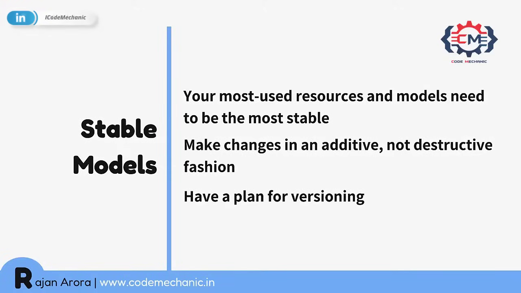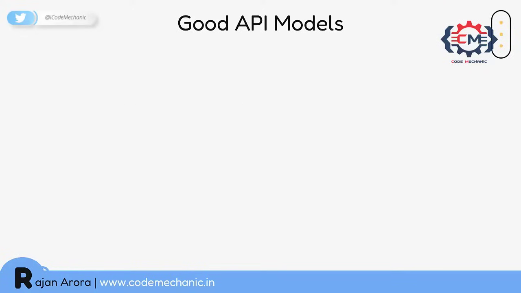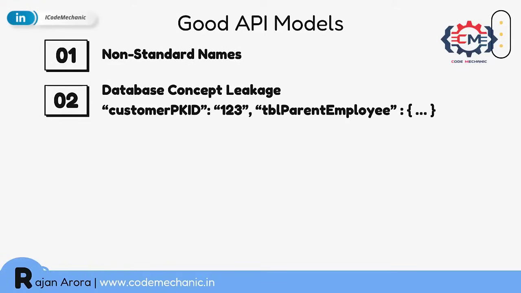When you do make breaking changes to your models, be prepared to support clients as they migrate to the new version. Now, let's consider some Web API models antipatterns, or things that you typically want to avoid when designing your models. Some common problems in model design include choosing non-standard names for things like IDs, paging links, or resource names that clients don't understand.